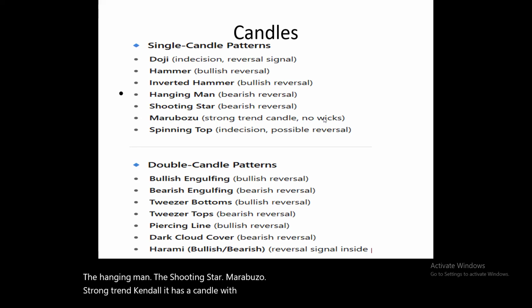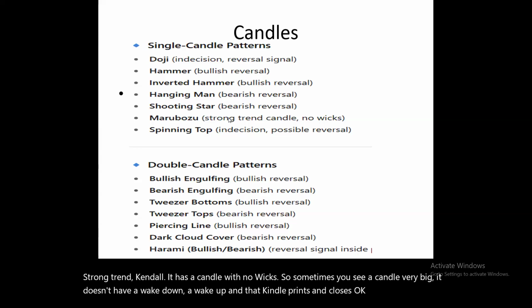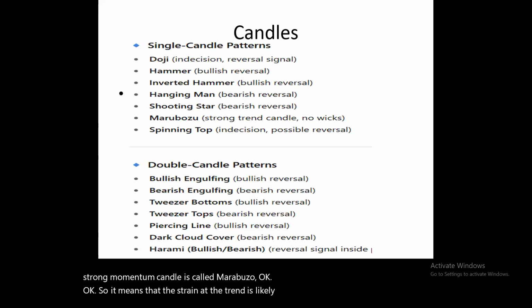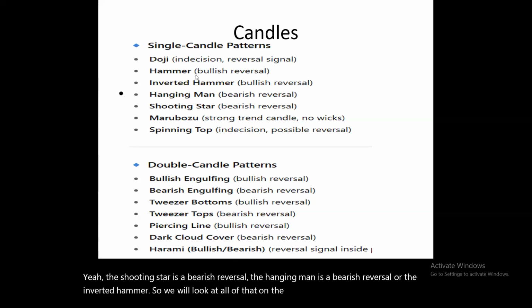Sometimes you see a candle that is very big. It doesn't have a wick down or a wick up, and that candle prints and closes. That candle is a strong momentum candle. It's called Marubozu, and it means that the trend is likely to continue very strongly. The shooting star is a bearish reversal. The hanging man is a bearish reversal. The inverted hammer, we will look at all of that on the chart today.